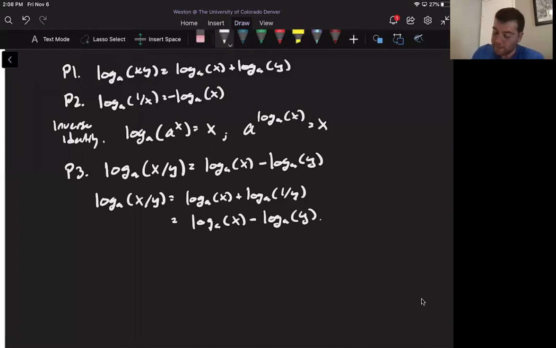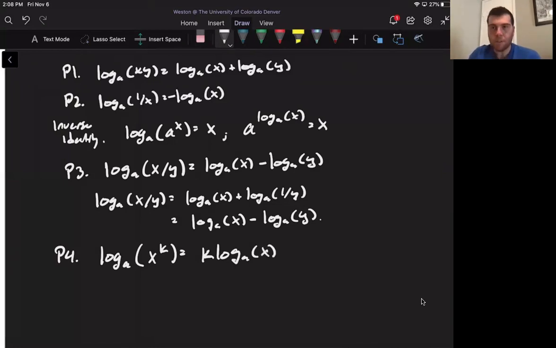And our final property, property 4, is that log a of x to the k equals k log a of x. This one's particularly useful when we're trying to take the logarithm of large numbers, because if you can recognize it as a power, then you can just boil it down to something smaller.